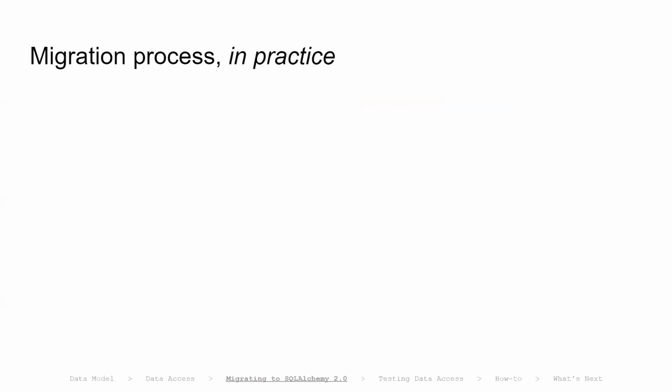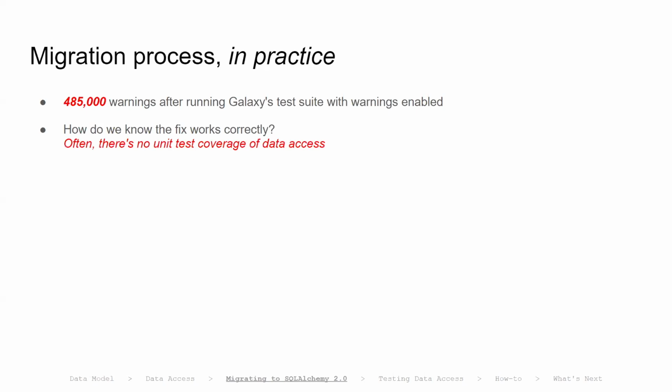In practice, we enabled the warnings, and we were hit by 485,000 warnings after running the Galaxy test suite. Yeah, they were mostly duplicates, but nevertheless, it was daunting. Let's say we fixed the warning. Yay. Often there is no unit test for the data access, so there is really no way of being sure that you fixed the warning correctly.